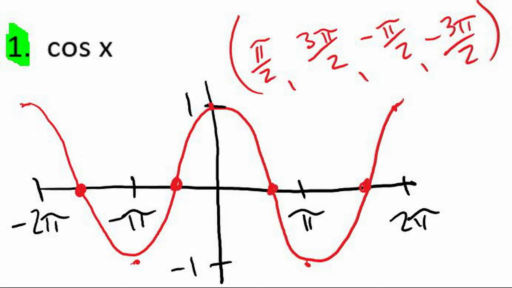Well, what's exactly in between 0 and pi? Well, that would be half a pi. So that's how I got that one. What's exactly in between a full pi and 2 pi? Well, that'd be like 1.5 pi's, or 3 pi over 2. And then same thing going backwards, we have -half a pi and then -1.5 pi. And so that's how I came up with all of the x-intercepts.